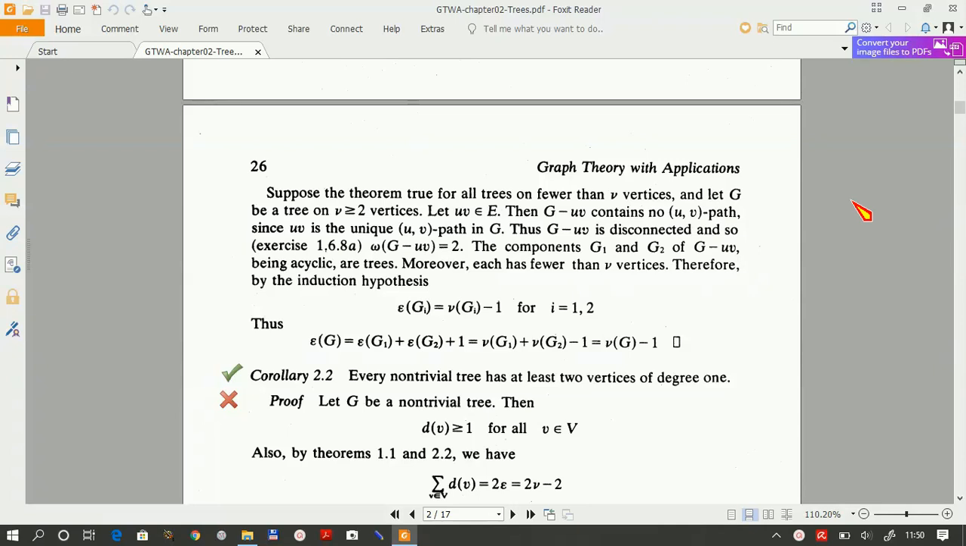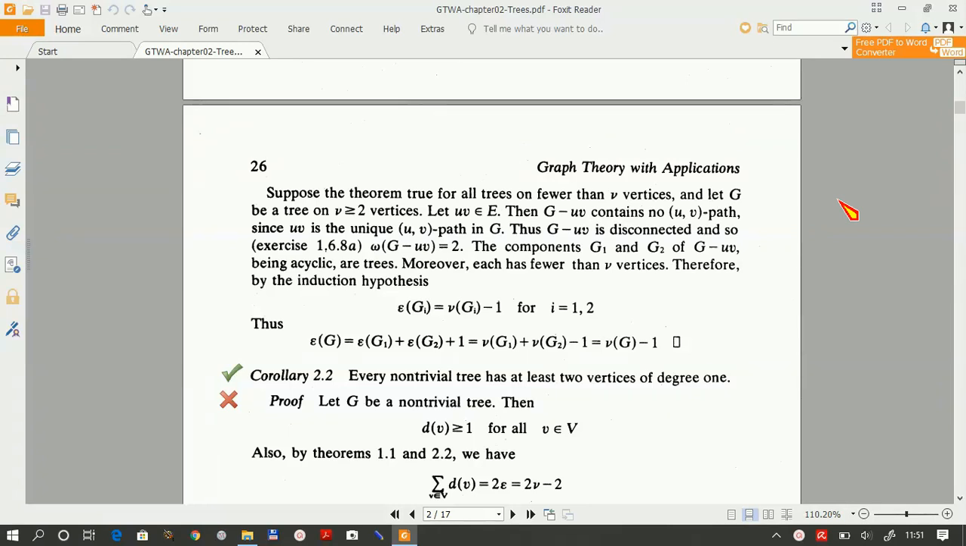Okay? What can we say about these 2 components? They are connected and they are acyclic. Why? Because if either G1 or G2 had a cycle, that cycle would also exist in the original G, which is not, because G is assumed to be a tree. So G1 and G2 are trees, and each has fewer than n vertices. So what can we say? That epsilon of G1 equals n of G1 minus 1, epsilon of G2 equals n of G2 minus 1.